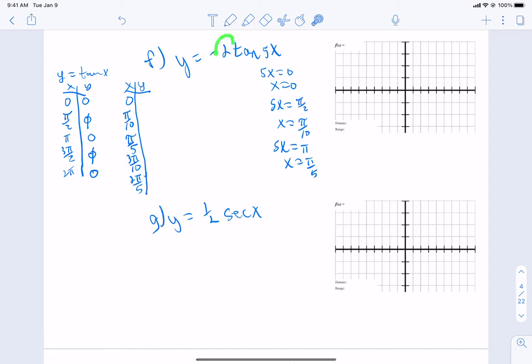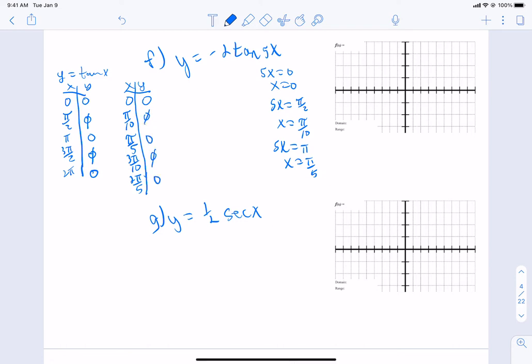And what's the negative 2 going to do? Well, it's going to multiply the y's. Well, how does that really do that? Well, what we have to remember is the negative is going to flip it, the 2 is going to slightly stretch it. But it's still going to go 0, asymptote, 0, asymptote.